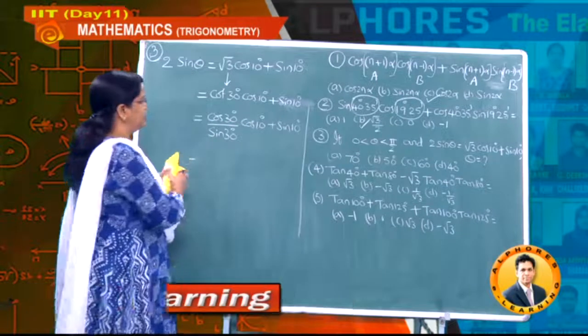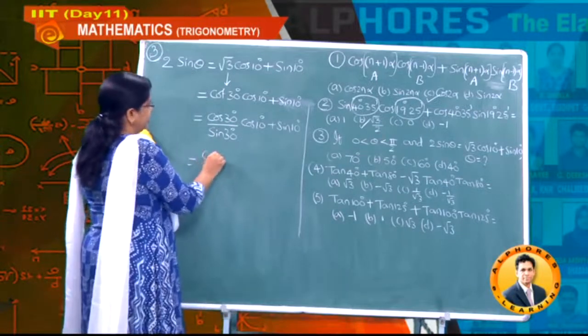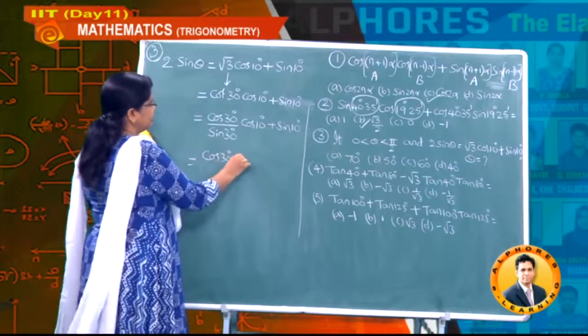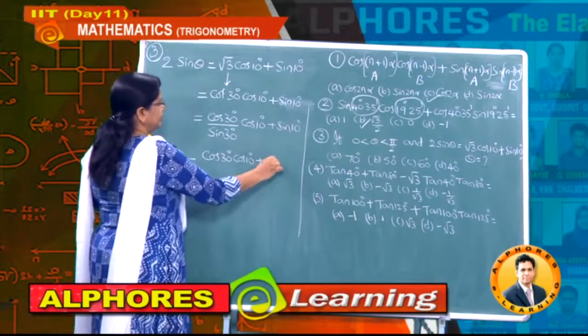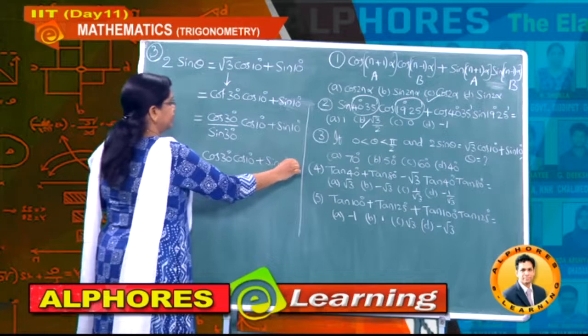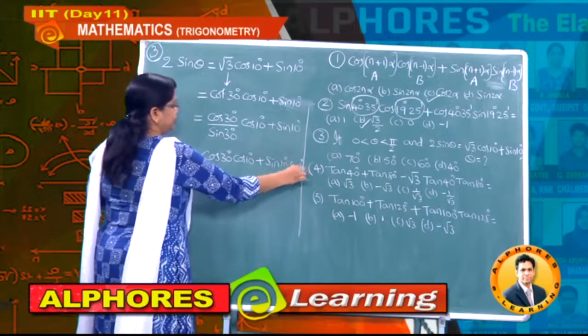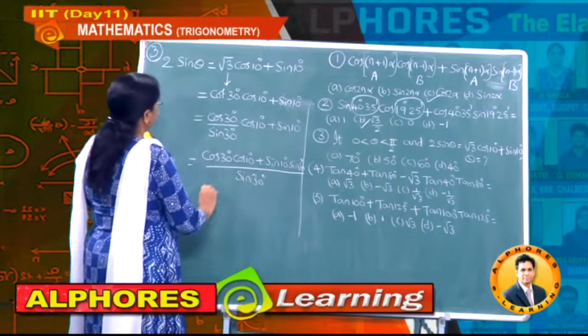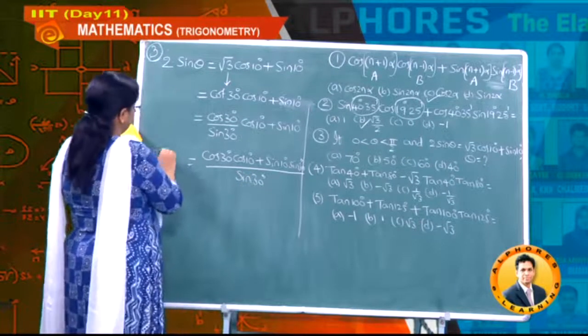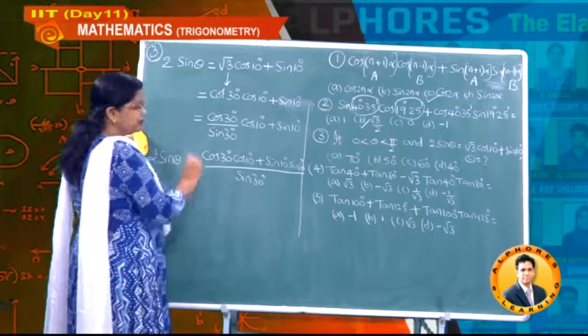Don't do it like that. Just take the LCM: cos 30 degrees into cos 10 degrees plus sin 10 degrees and sin 30 degrees, and the whole divided by sin 30. And what is this side you are having? 2 times sin theta. Understand?